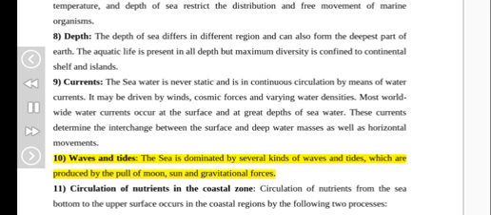10. Waves and tides. The sea is dominated by several kinds of waves and tides, which are produced by the pull of the moon, sun and gravitational forces.